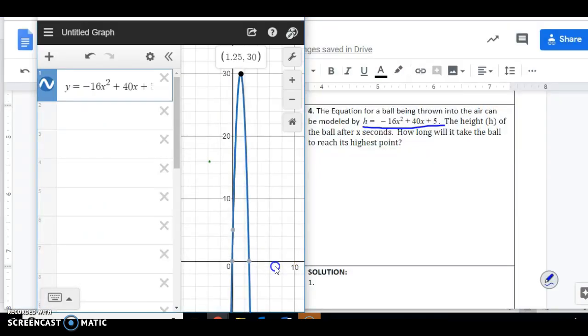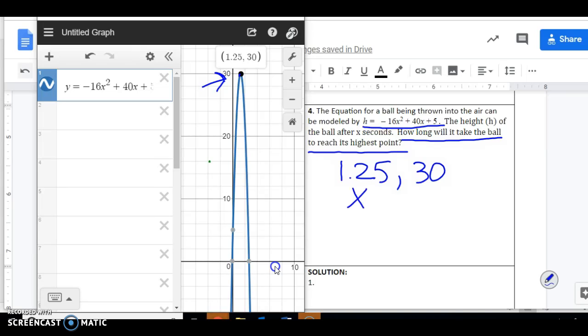There we go, there it is. And I've already put the equation in. So this point right here, that's where the important piece of information is, because the question asks how long will it take the ball to reach its highest point. You should recognize that the highest point is going to be the maximum. So our maximum point is at 1.25 and 30. And you need to know what those two pieces of information mean.